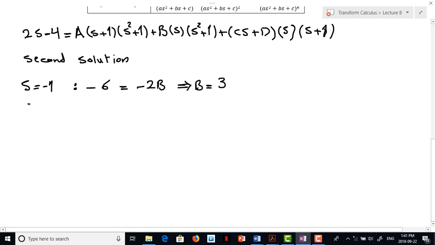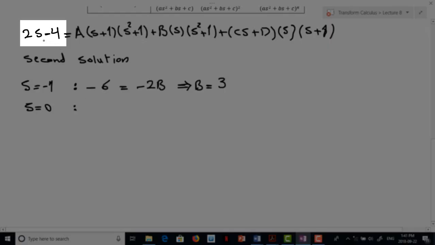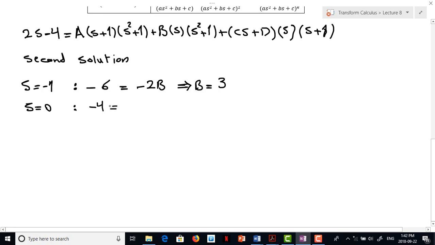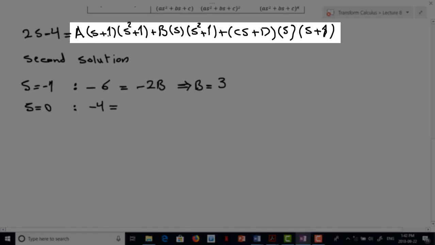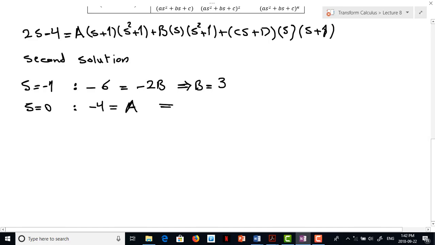Now I assume s is equal to 0. Left hand side of the equation, 2 times 0 minus 4 is minus 4. Right hand side of the equation, 0 plus 1 is 1, so we have just a. b times 0 is 0, cs plus d times 0 is 0. As a result, a is equal to minus 4. Now we want to find C and D capital.